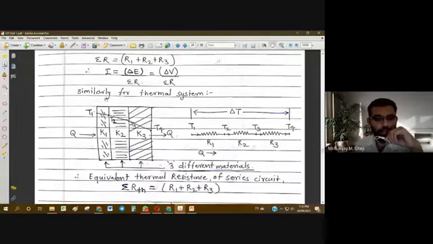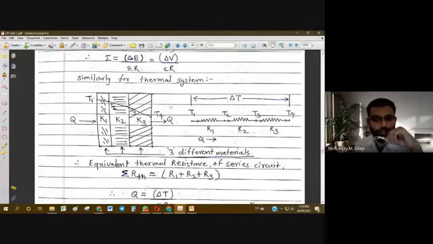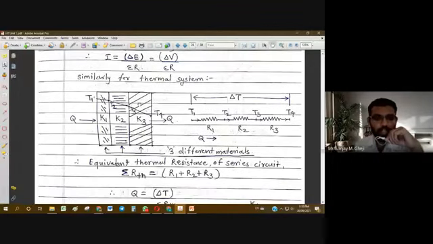Similarly, we can do it for a thermal system. Suppose we have three different materials having three different conductivities, K1, K2, and K3, and three different plane walls are made like this and composed as shown in the diagram. So this composite structure is made. There is one material layer, then another material layer K2, and a third material layer K3. All three are put together, and they form a series combination.